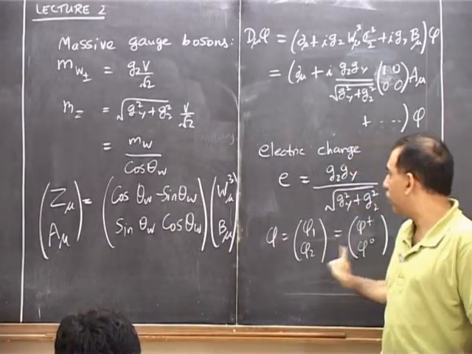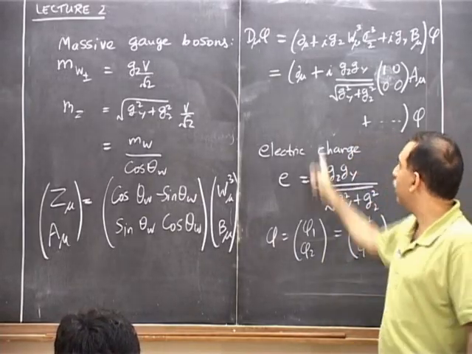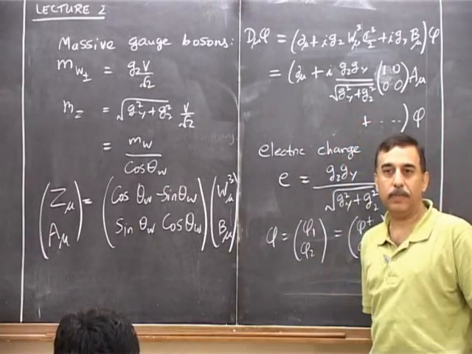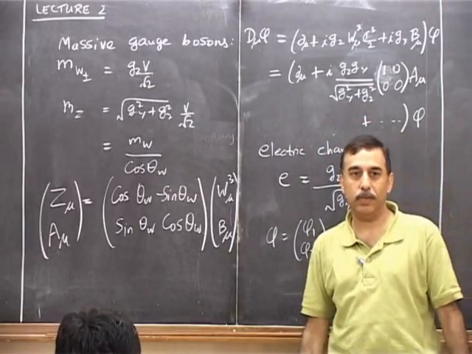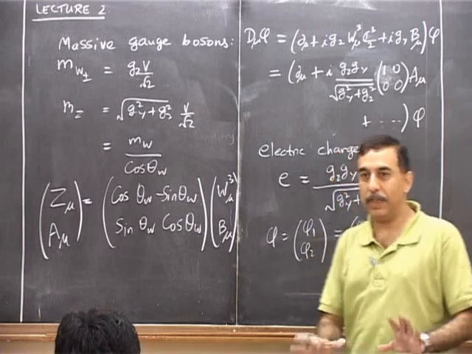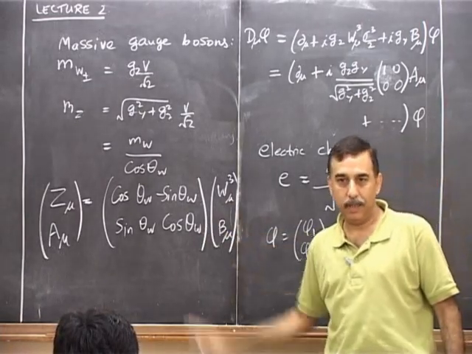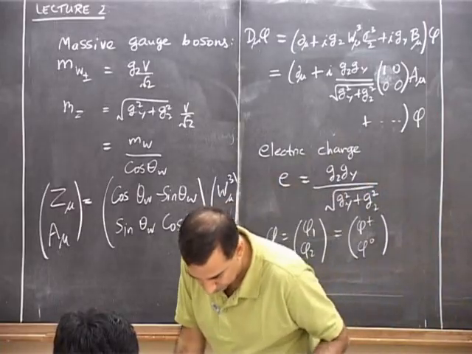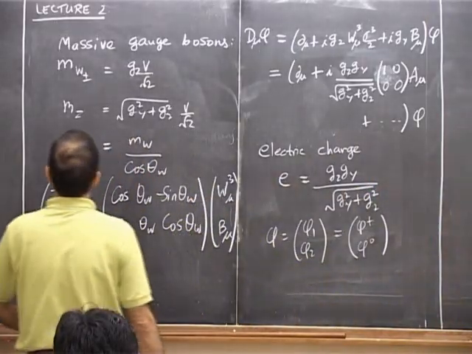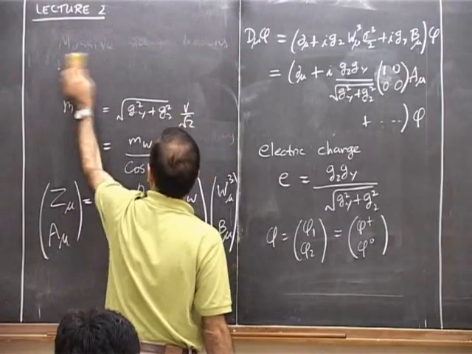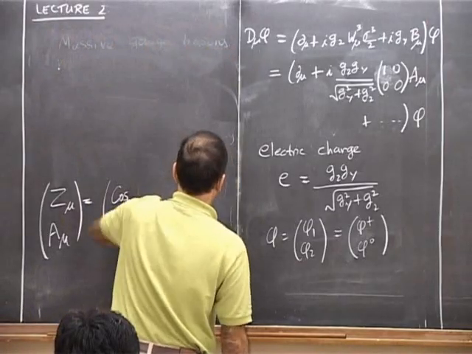Now, logically, this is not what I should have done. I should have first asked what the charge is of the electron, because that's the first object whose charge was identified. So if everything has come out right, then eventually the electron better end up having charge minus 1, but it will have. So this is okay. So let's see how the electron comes out to have charge minus 1.